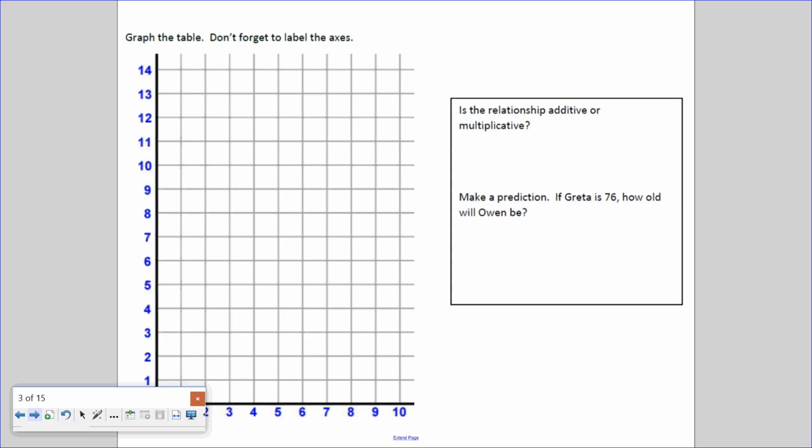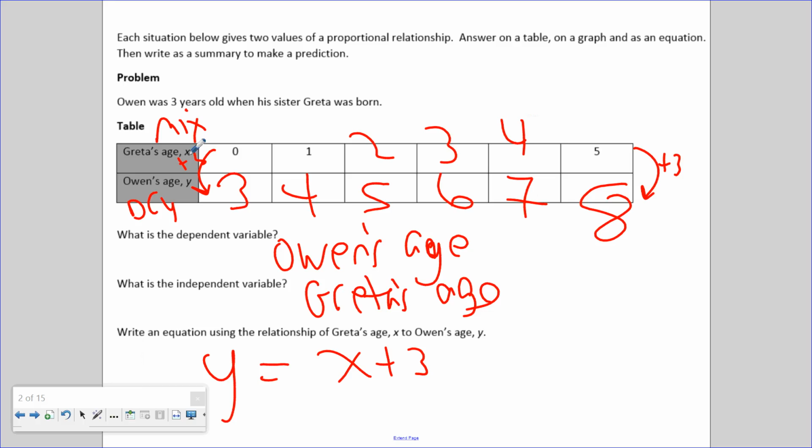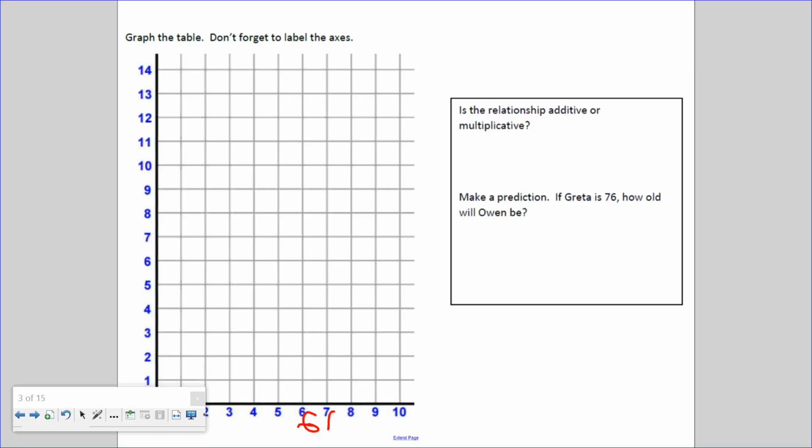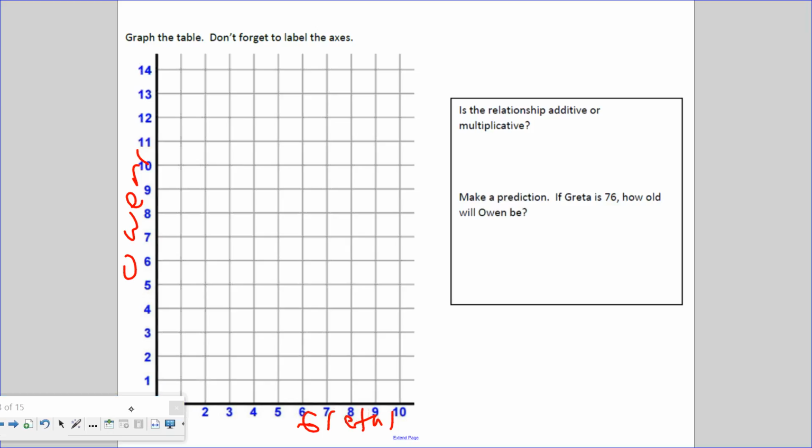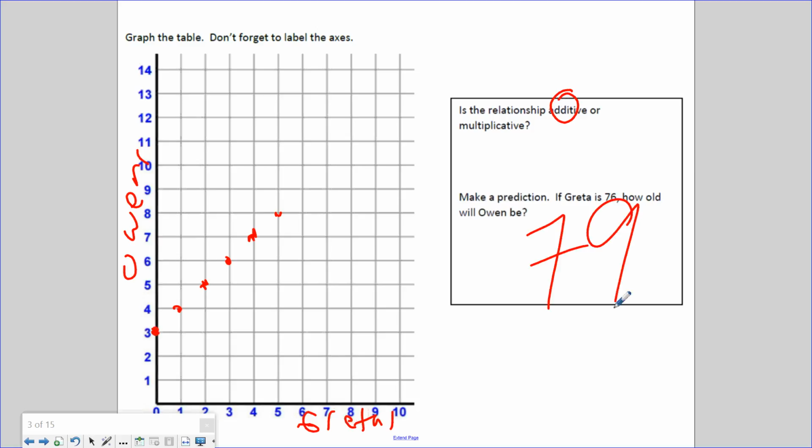Let's graph this now. So let's pick a label. Greta's age is the x-axis, and Owen's age is the y-axis. If Greta is 0, her brother is 3. When Greta is 1, her brother is 4. When Greta is 2, he is 5. When she is 3, he is 6. When she is 4, he is 7. When she is 5, 8. We're adding 3 to her age. If Greta is 66, that means Owen must be 69. We're adding 3 to her age.